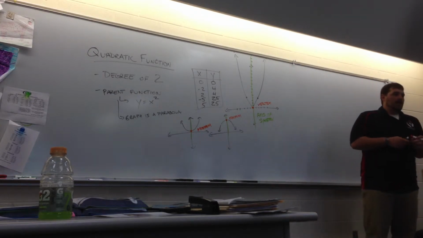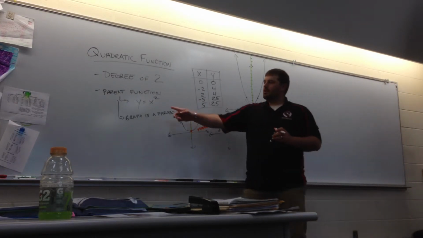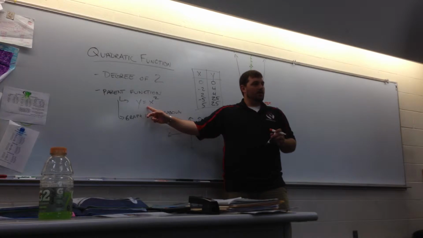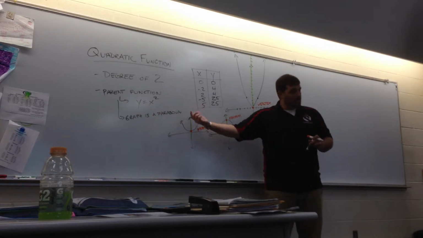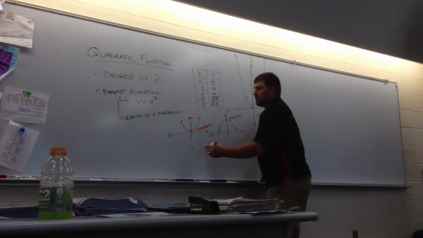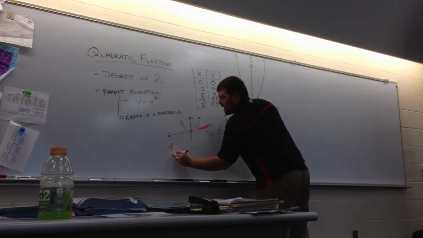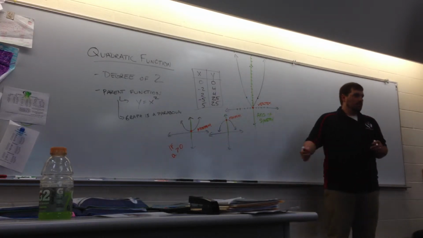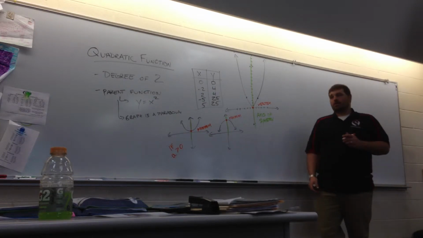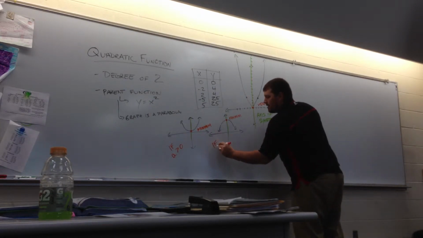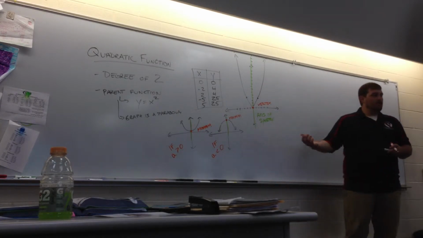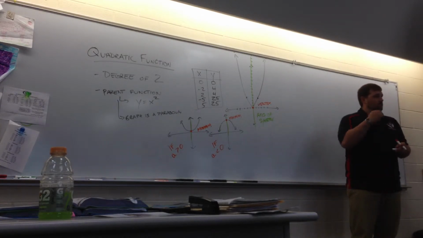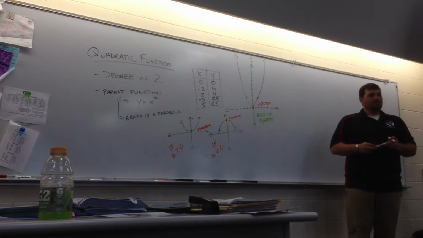And as I said before, when we're talking about the coefficient of the x squared, when it's positive it goes up. So if a is greater than 0, then we have a minimum because the graph would go up. If a is less than 0, then we're going to have a maximum because it goes down. Does that make sense?